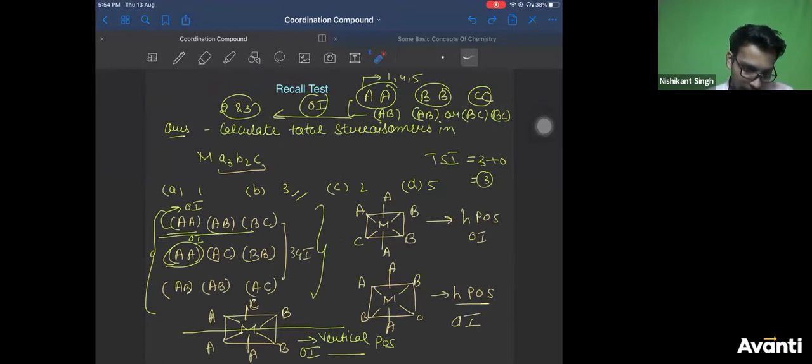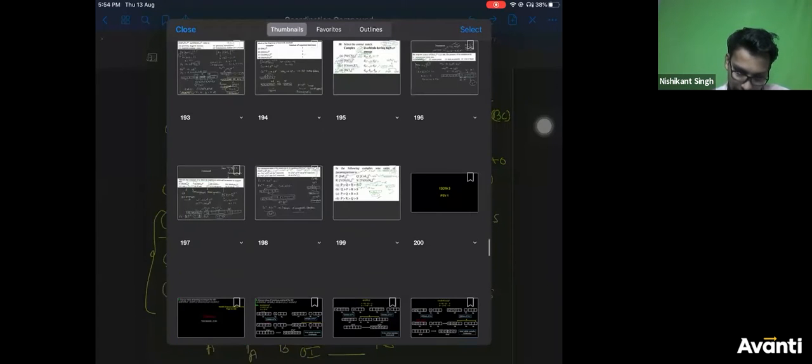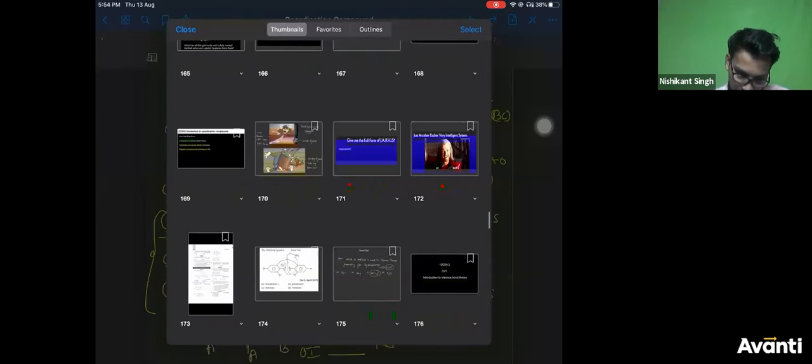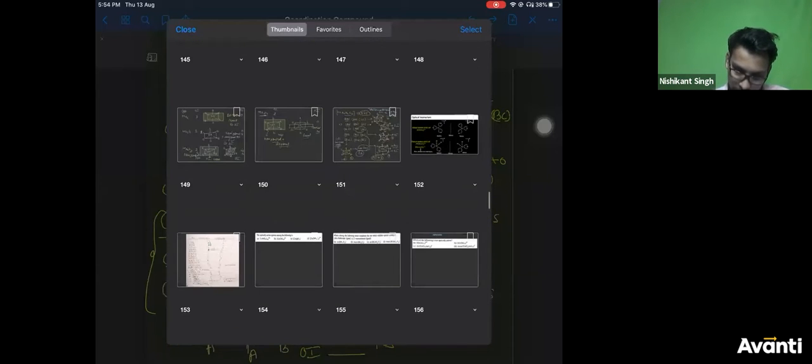Chalo. Let's take some examples which were left last class. We'll first take them. Some examples of bidentate ligands are left. We'll discuss them first. Then we'll move towards our next topic. Yes.